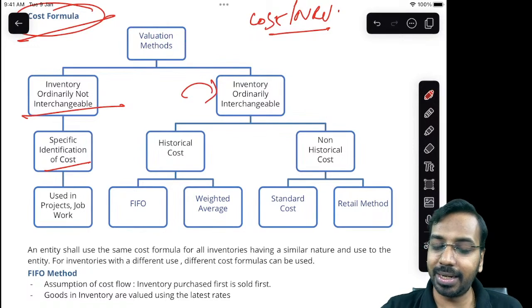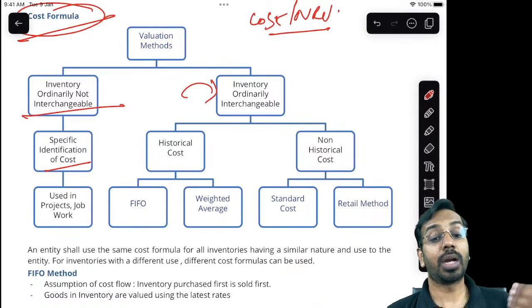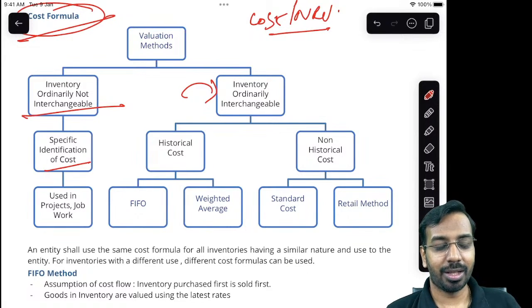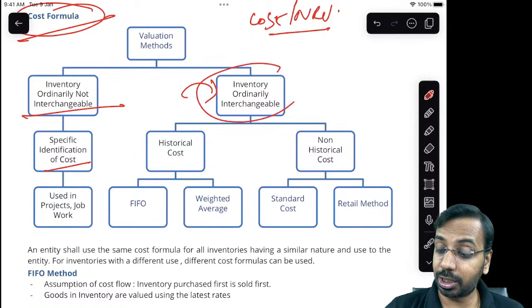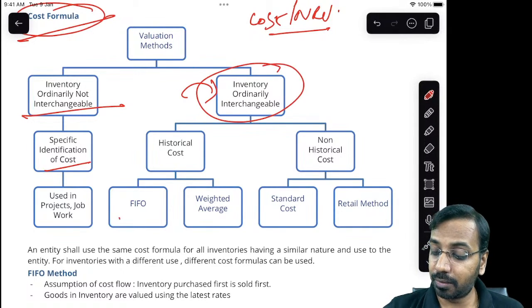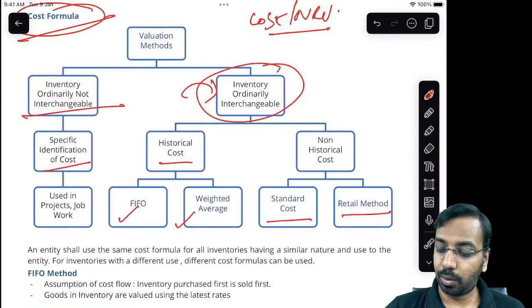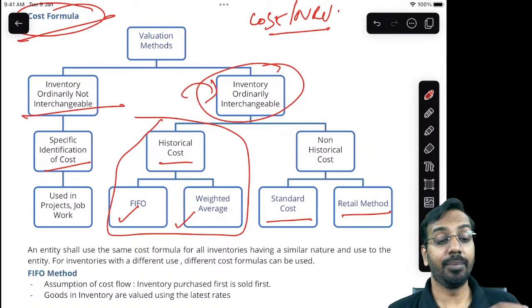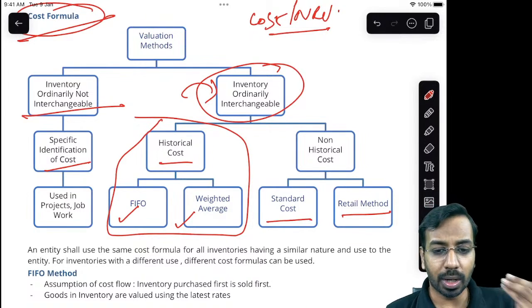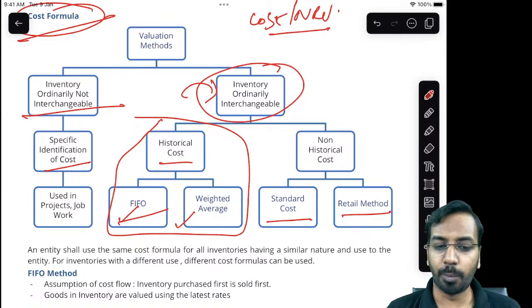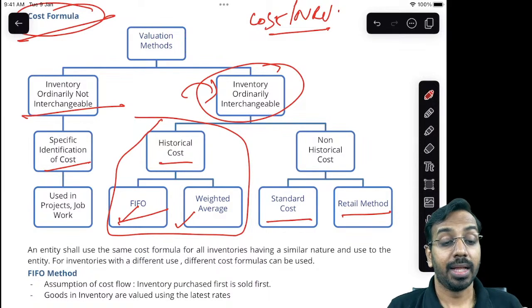If they are ordinarily interchangeable, which covers all remaining categories, your FMCG products, cement, steel, oil, you will use either FIFO or weighted average if you are using historical cost, or you will use standard cost and the retail method. Normally, you will use the category of FIFO and weighted average. Now, what are FIFO and weighted average? FIFO means first in, first out. These are called cost flow assumptions.